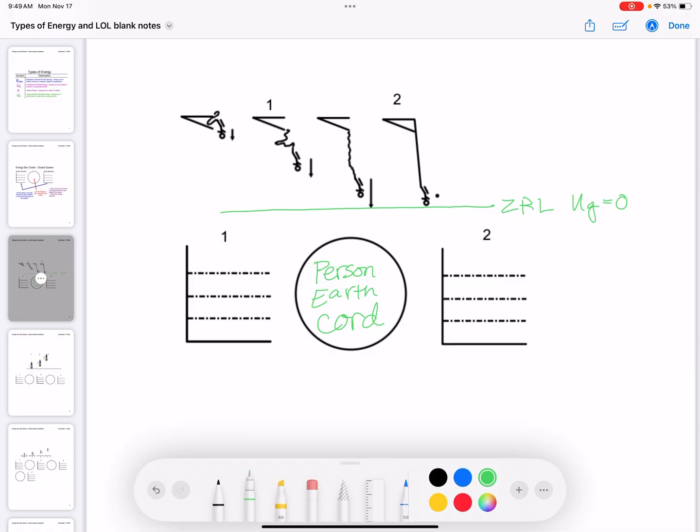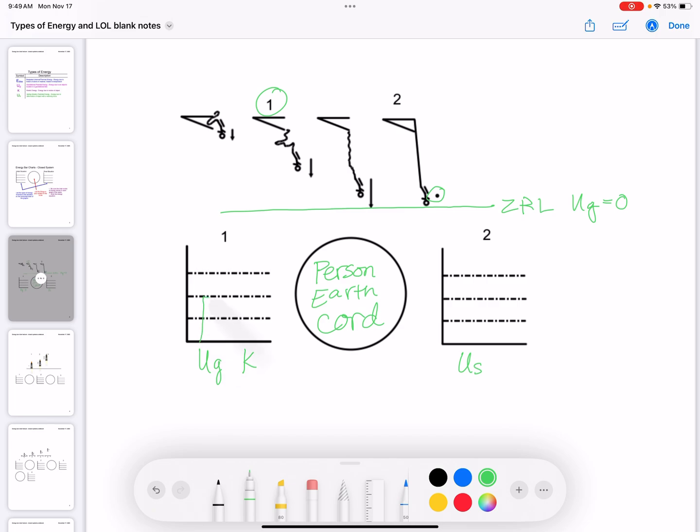Okay, so now we think about the energy that we have in situation 1. In situation 1, there's some gravitational potential energy and there's some kinetic energy. And then in situation 2, there is no kinetic, because we can see that the person's not moving. That arrow is a dot. There's no gravitational because they're at the 0 reference line, but this bungee is stretched, so there's spring potential.